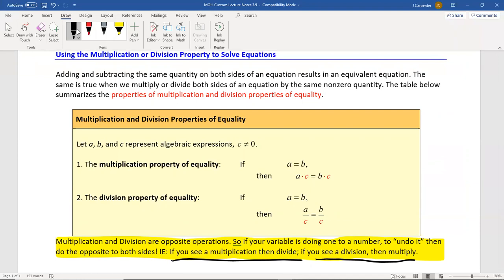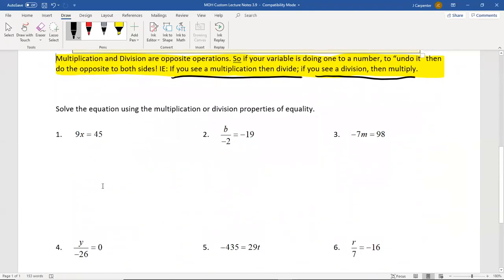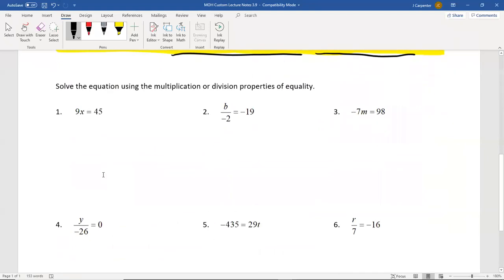Now, you're not always going to see literally, say, 3 times x. You might just see 3x. Remember, a number next to a variable implies multiplication. You might not see x and then the division symbol and then 5. You might just see an x on top of 5. And remember, fractions count as division. So let's try out. In fact, there's only 6 of these, so we're going to do all of them. Another short section.